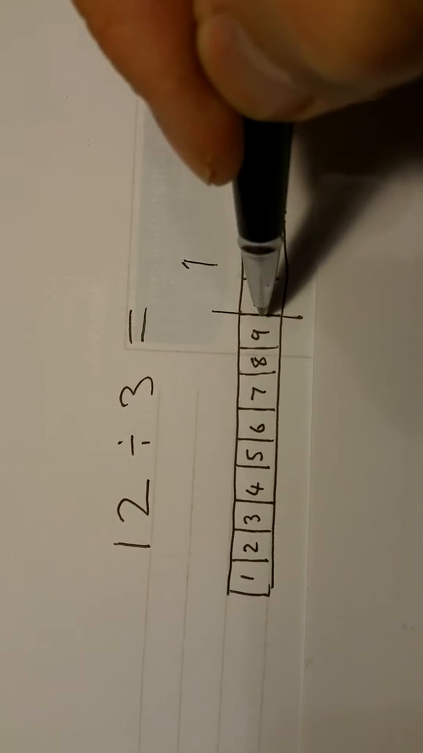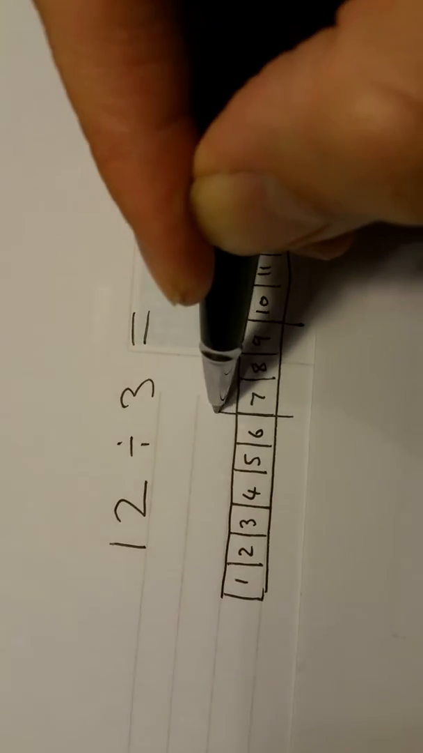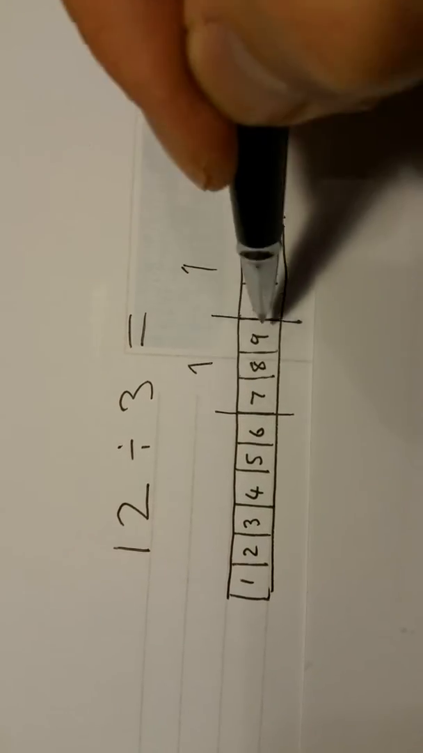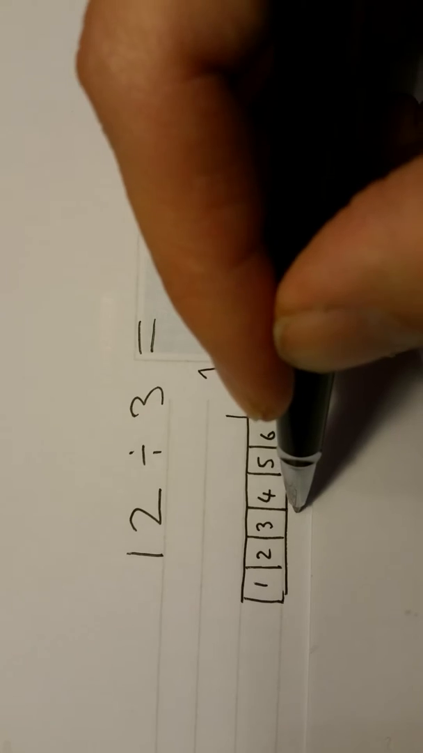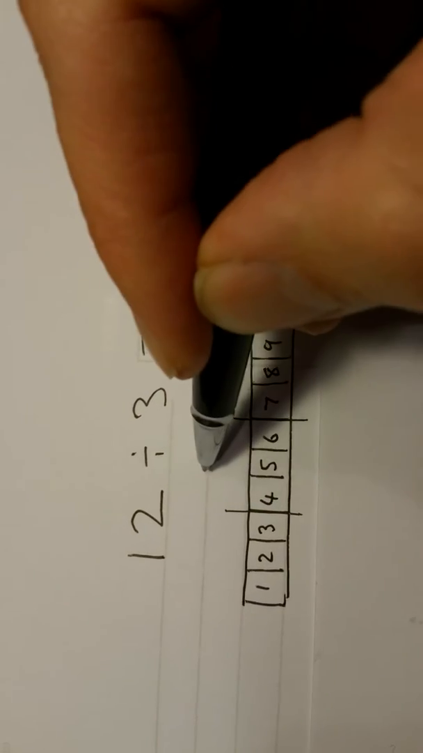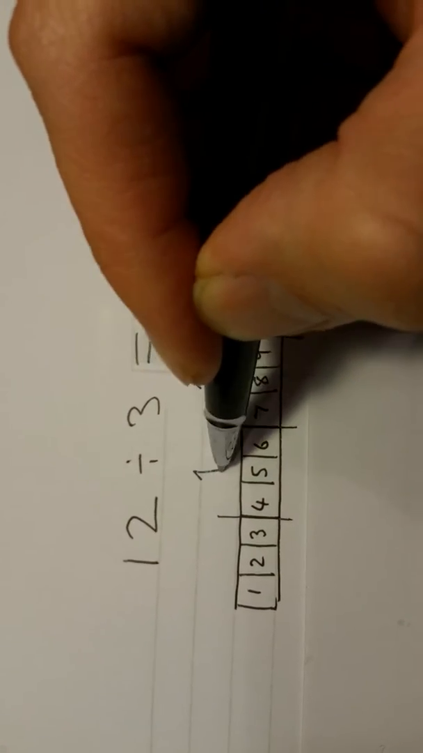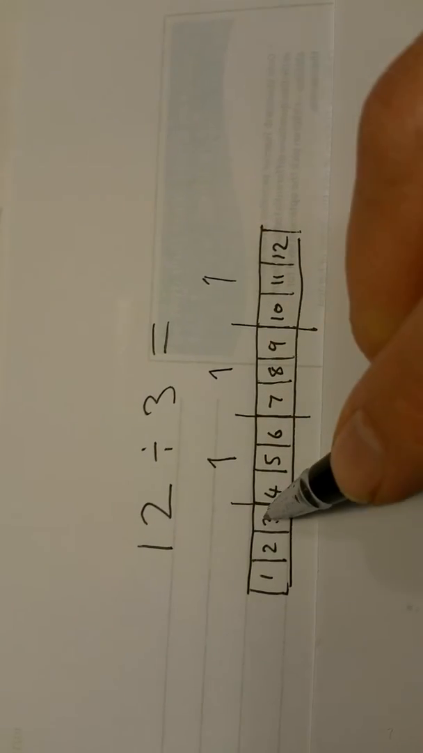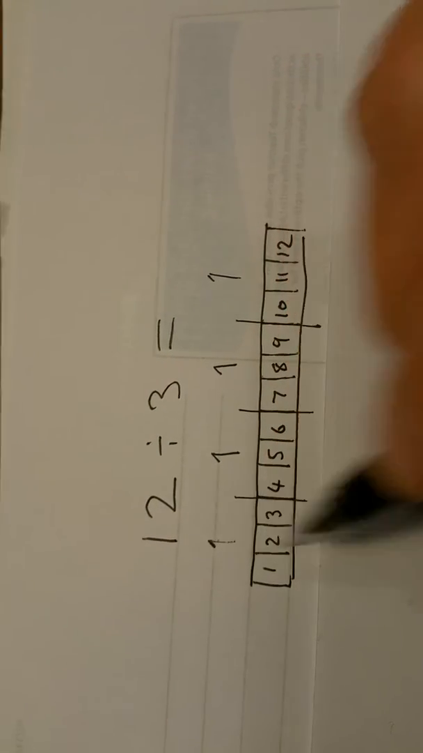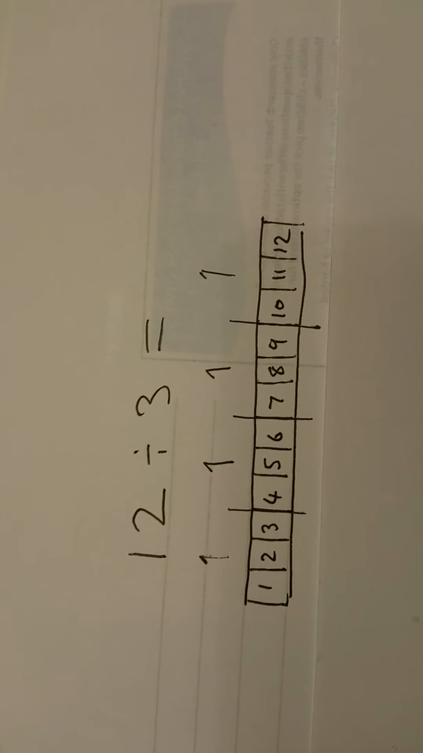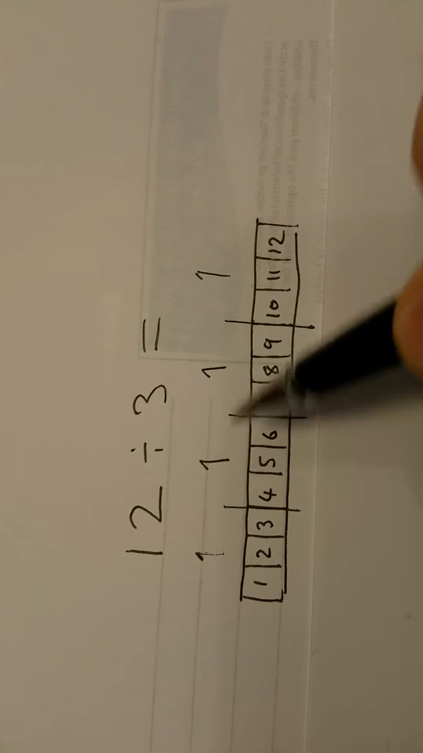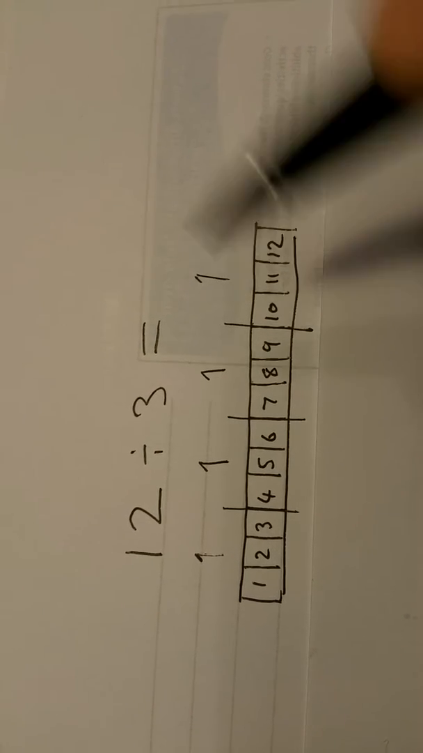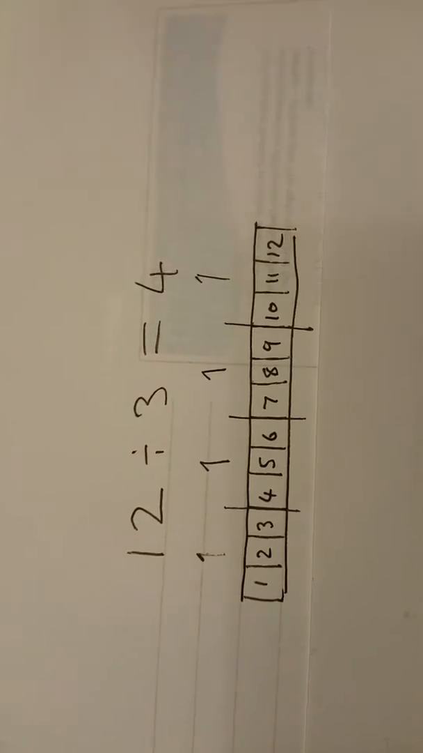Then I'm going to take out another 3 blocks. That's another lot of 3. And then another 3 blocks, and that's another lot of 3. And then finally, there's 3 blocks left, and that's another lot of 3. So how many lots of 3 did I get? 1, 2, 3, 4. So my answer is 4.